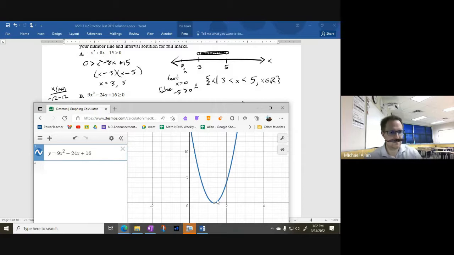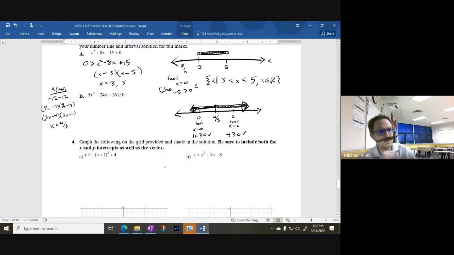Oh, the graph is always bigger than 0. It's all about the x-axis. So this graph is always going to be greater than 0. It's always positive. So how do I write that? My solution? Well, x, e, r, everything works. Maybe not imaginary numbers, but at least real numbers will work. That's a fun, unique case. I like that one.